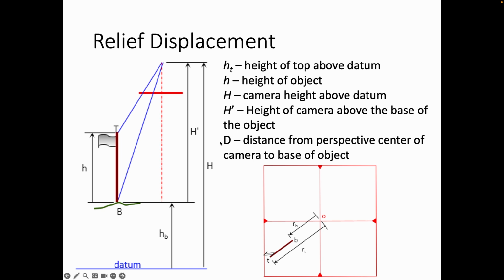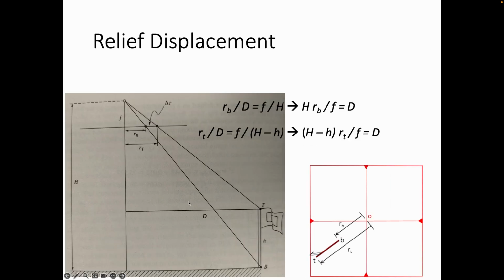We'll also define D here, and I don't have D marked. D is the distance from the perspective center of the camera to the base of the object in the real world space. So it's the distance from this dashed line here to the base of the object itself. This distance is our D distance. And here's just another schematic diagram showing this distance and also showing some relationships between these parameters.